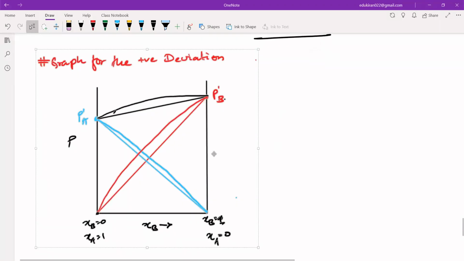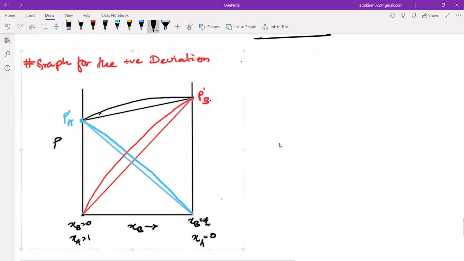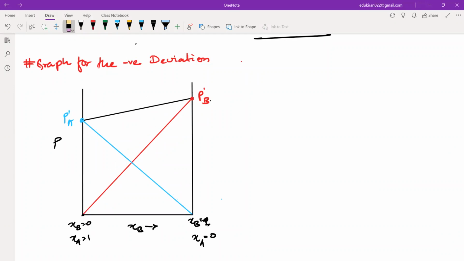Okay, so this is now the graph for negative deviation. Look at the graph for negative deviation. In this case, what will happen? All the pressures will be lower than the ideal case. So the P total will also be lower than the ideal case. Then the PA will also be lower than the ideal case.